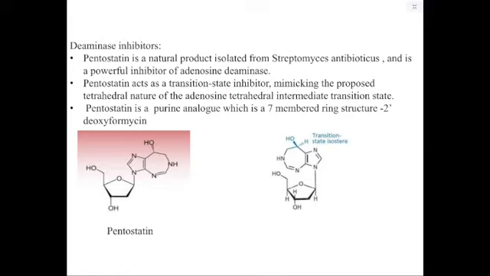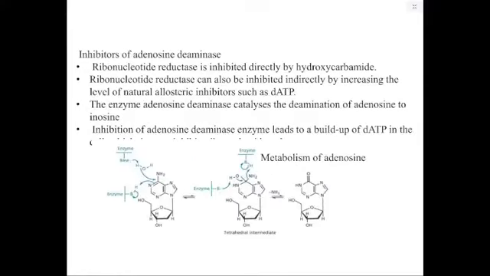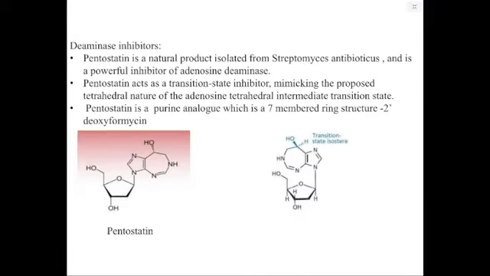All it's doing is forming something similar to this, which looks like the tetrahedral intermediate. It has structural similarity with the tetrahedral intermediate, and therefore the enzyme within the abnormal cell will take it in place of the normal metabolite, thereby blocking the enzyme. So it acts as a transition state inhibitor, mimicking the proposed tetrahedral adenosine intermediate transition state, which I've just shown you.